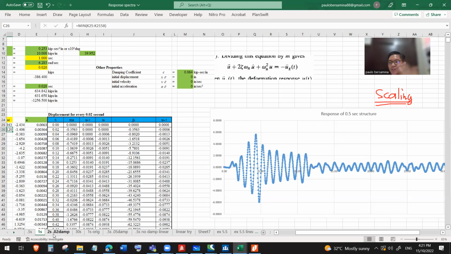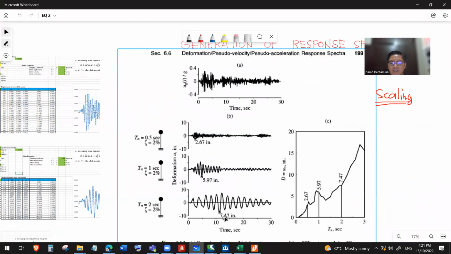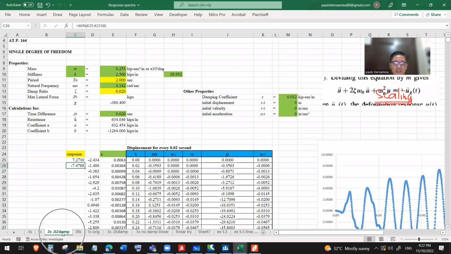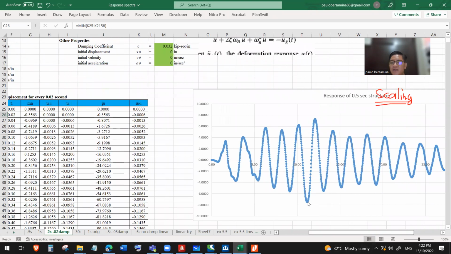And how about 20-story? Twice the height, no? And according kay Chopra, 2 seconds, 7.47 inch. Of course, mas malaki yung kanyang displacement, okay? And nag-occur yung kanyang maximum deformation more than 10 seconds. Let's see with our spreadsheet, 20-story building, 7.47 inch, and it should happen more than 10 seconds. Okay?